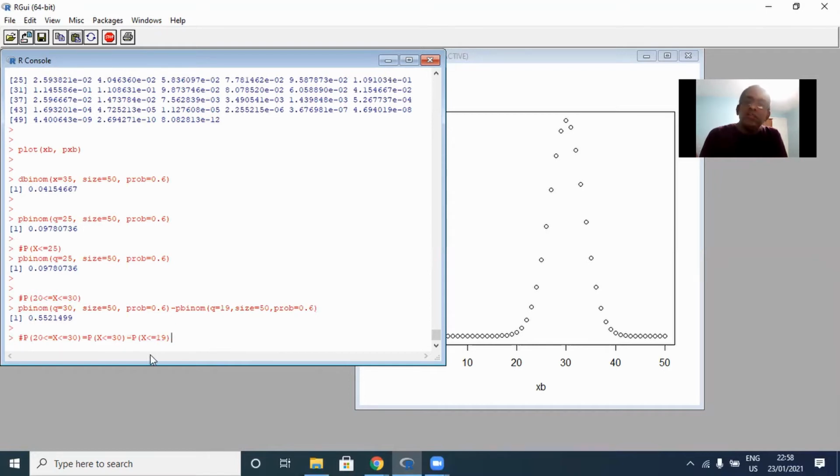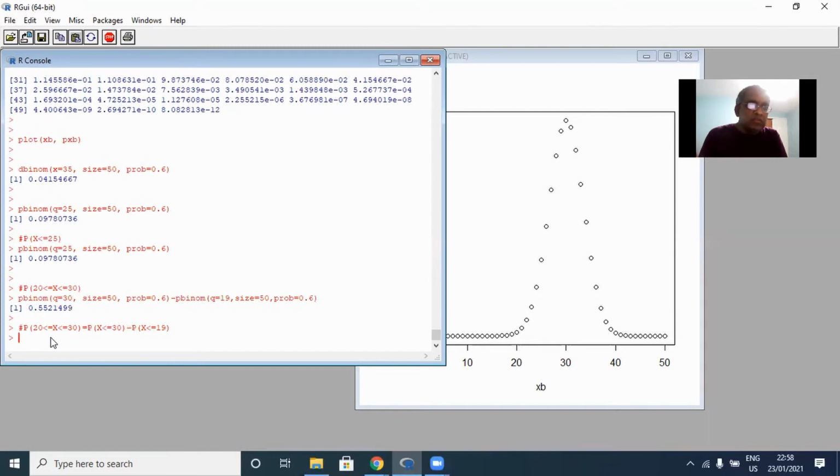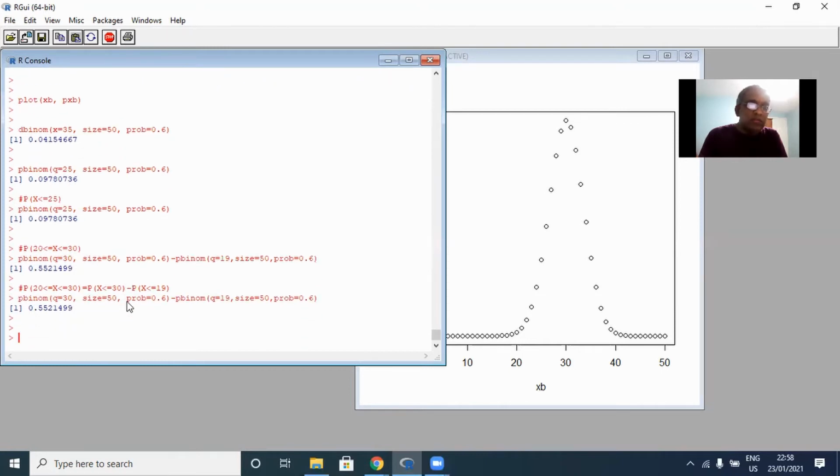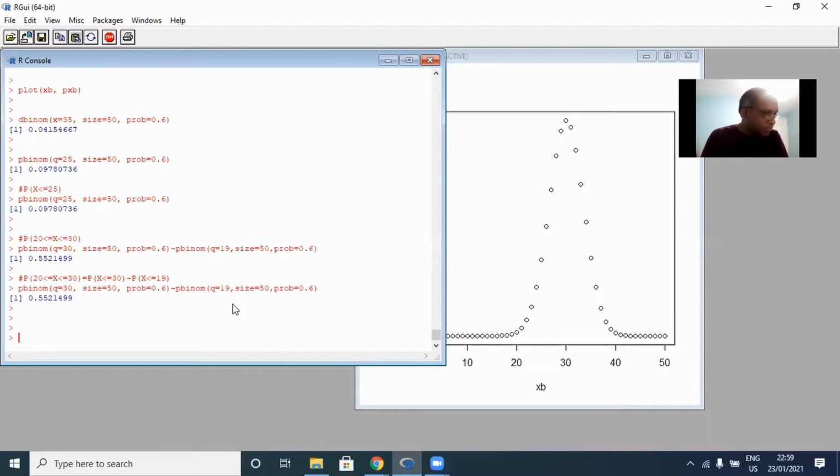Remember, if you want all the numbers between 20 and 30, first you must compute the probability that x is less than or equal to 30 and then take away from that x is less than or equal to 19, because x being a binomial random variable, it can only take integer values, right? So that's what I have done over here. You compute the probability that x is less than or equal to 30, take away from that x is less than or equal to 19.